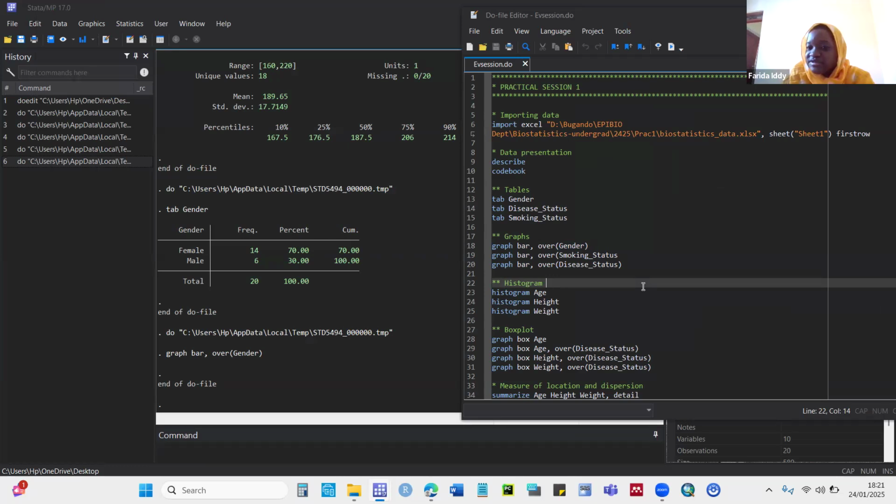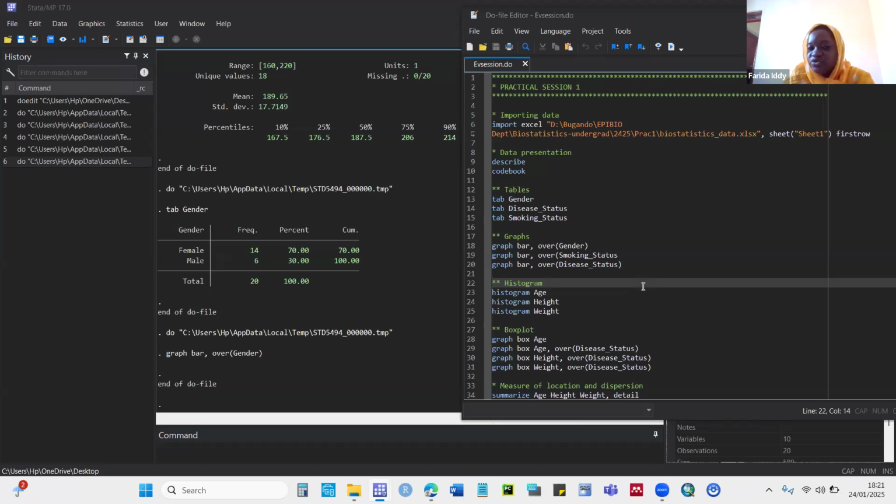In the previous session, we learned about the characteristics or types of variables, whereby we learned qualitative and quantitative. Qualitative is all about when the data is expressed in words. For example, in gender, we have males, females, or we have smoking status as a variable, which consists of smoker and non-smoker. Or disease status, yes or no.